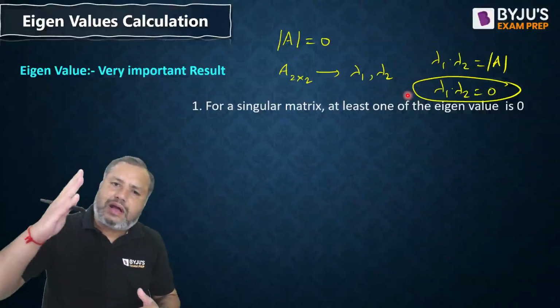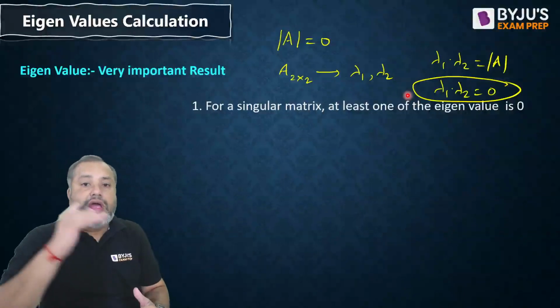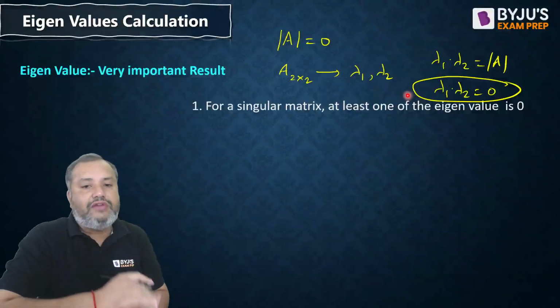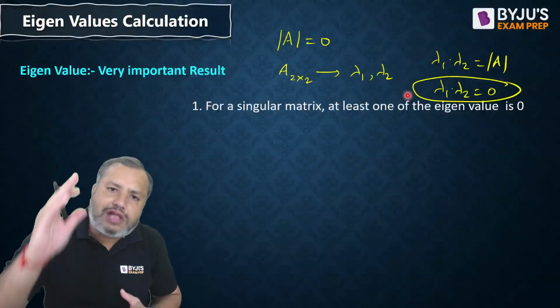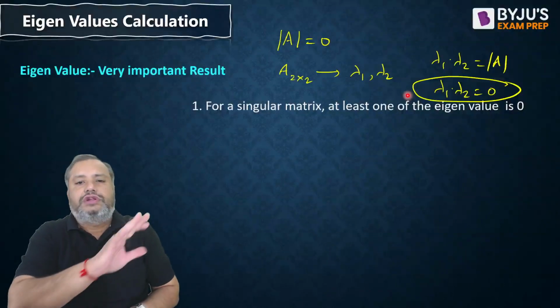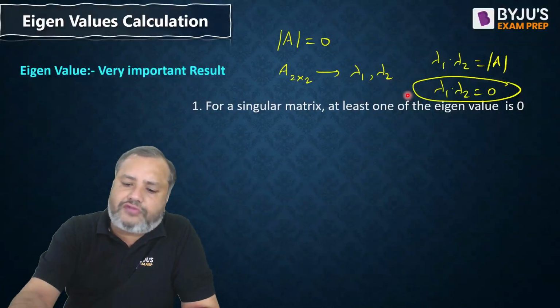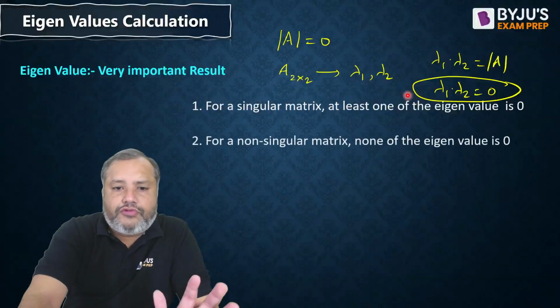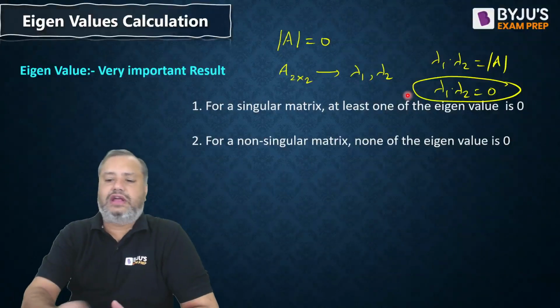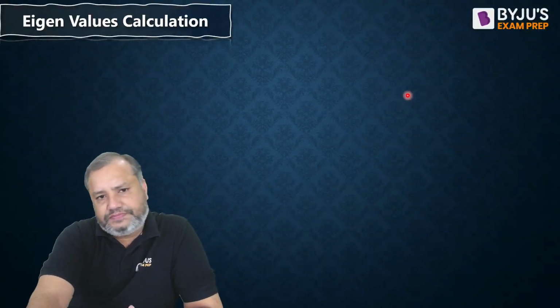Singular matrix का कम से कम एक eigenvalue 0 होगा. And on the contrary, if you are having a non-singular matrix, then of course none of the eigenvalues will be 0. For a non-singular matrix, none of the eigenvalues will be 0. Let's proceed.